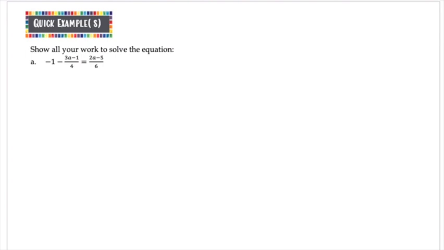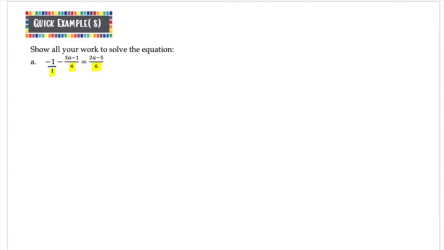Right, so let us take a look at today's quick examples. Show all work to solve the equation. So we have a -1 minus the fraction (3a - 1)/4 is equal to (2a - 5)/6. The first thing that we're going to identify are all of the denominators. So I'm going to change this -1 to have a denominator as well. So I have 3 denominators there.